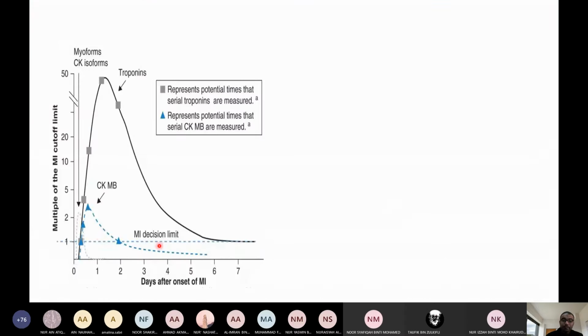Here you can see the pattern of when they elevate and come down as a comparison between the troponin and the CKMB. You can see here that the CKMB reaches its peak and comes down so early compared to the troponin. So the interpretation should take into account the timing for both.